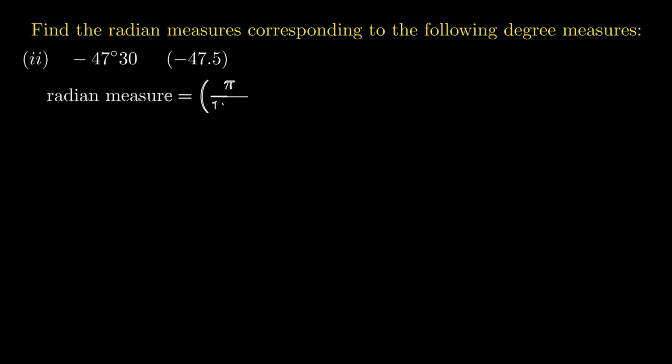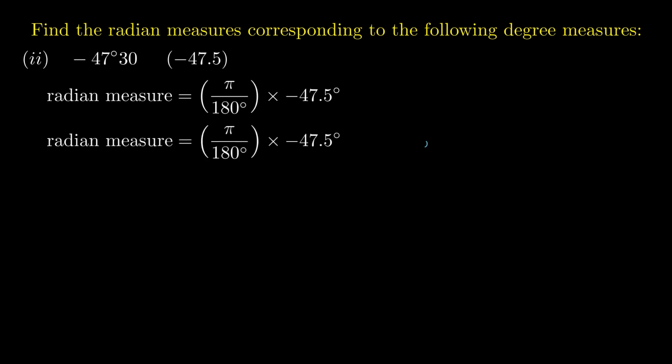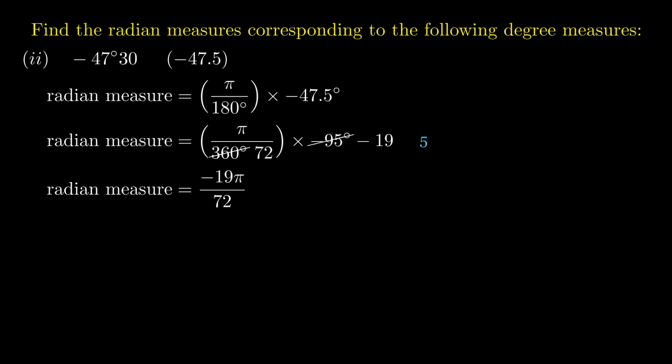Now let's write down the radian measure formula. So radian measure equals pi over 180 times minus 47.5. With simplification, we can get the answer. So minus 19 pi over 72. We cannot further simplify, so I'll leave the answer as minus 19 pi divided by 72.